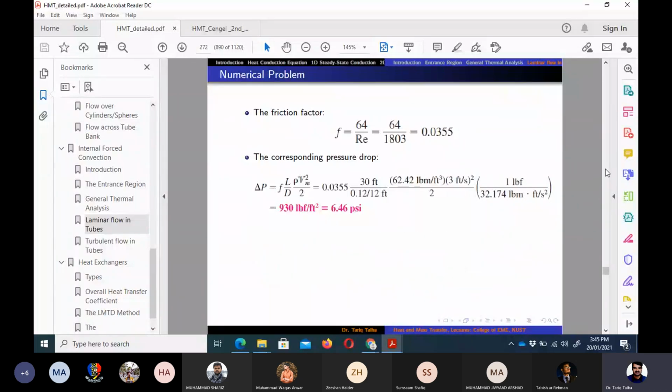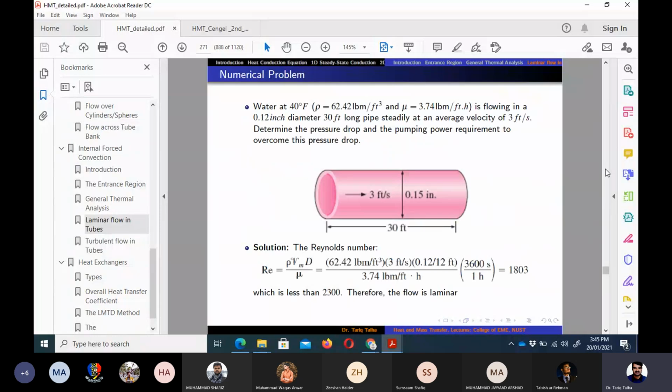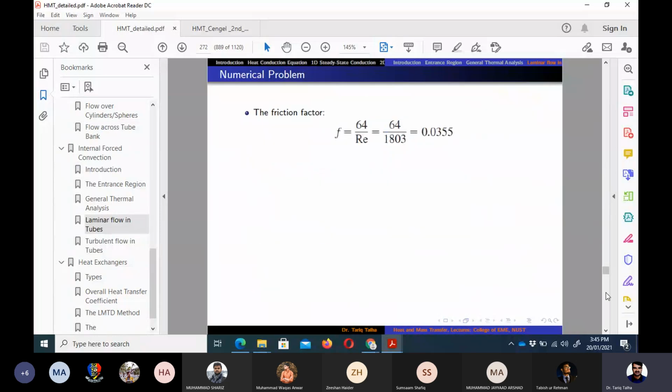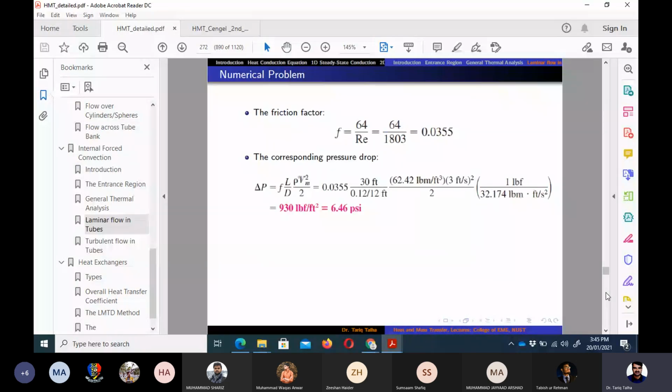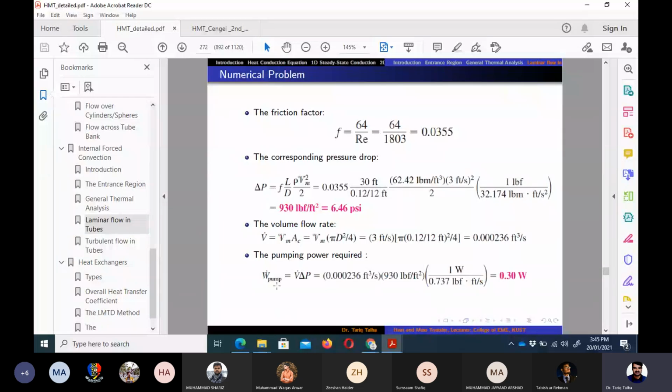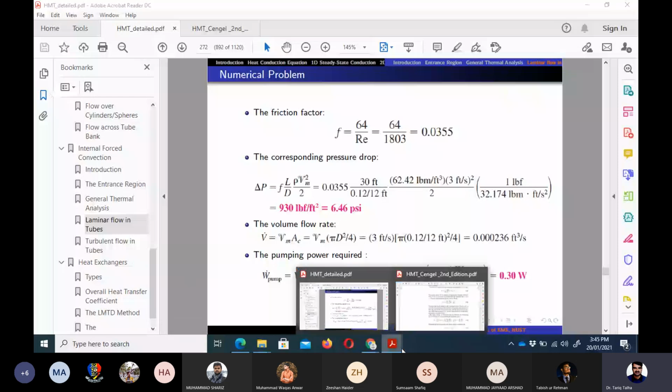If there is no query, we can continue with the discussion, because we have only discussed the pressure drop and the pumping power. But for the case of heat transfer, we need to determine the Nusselt number correlation, right? So let me take you back to the book.